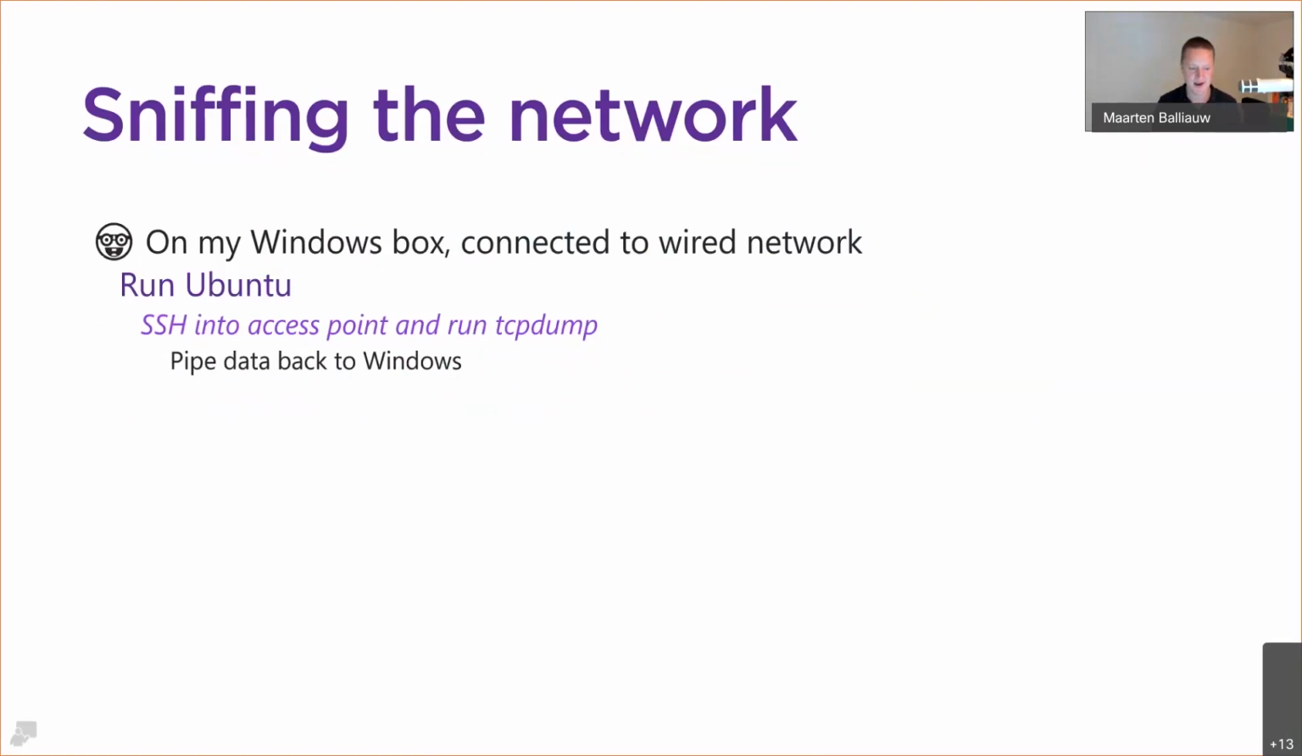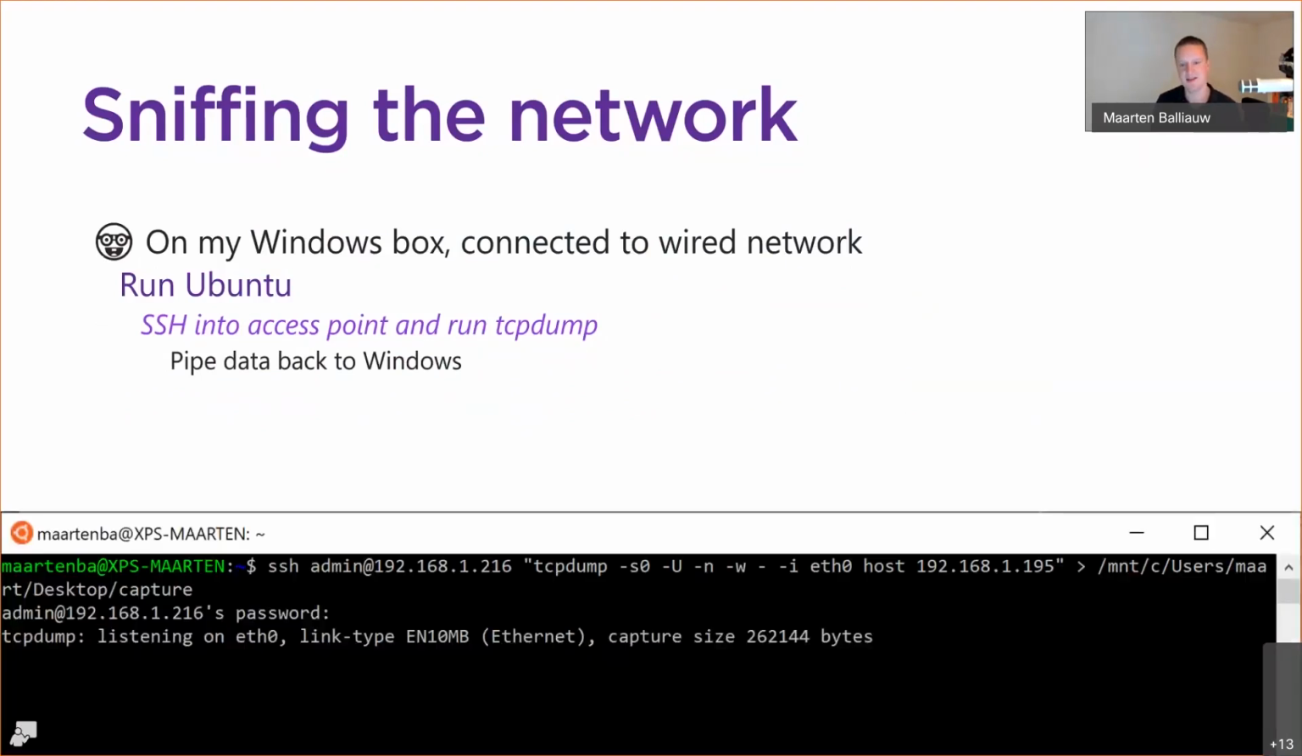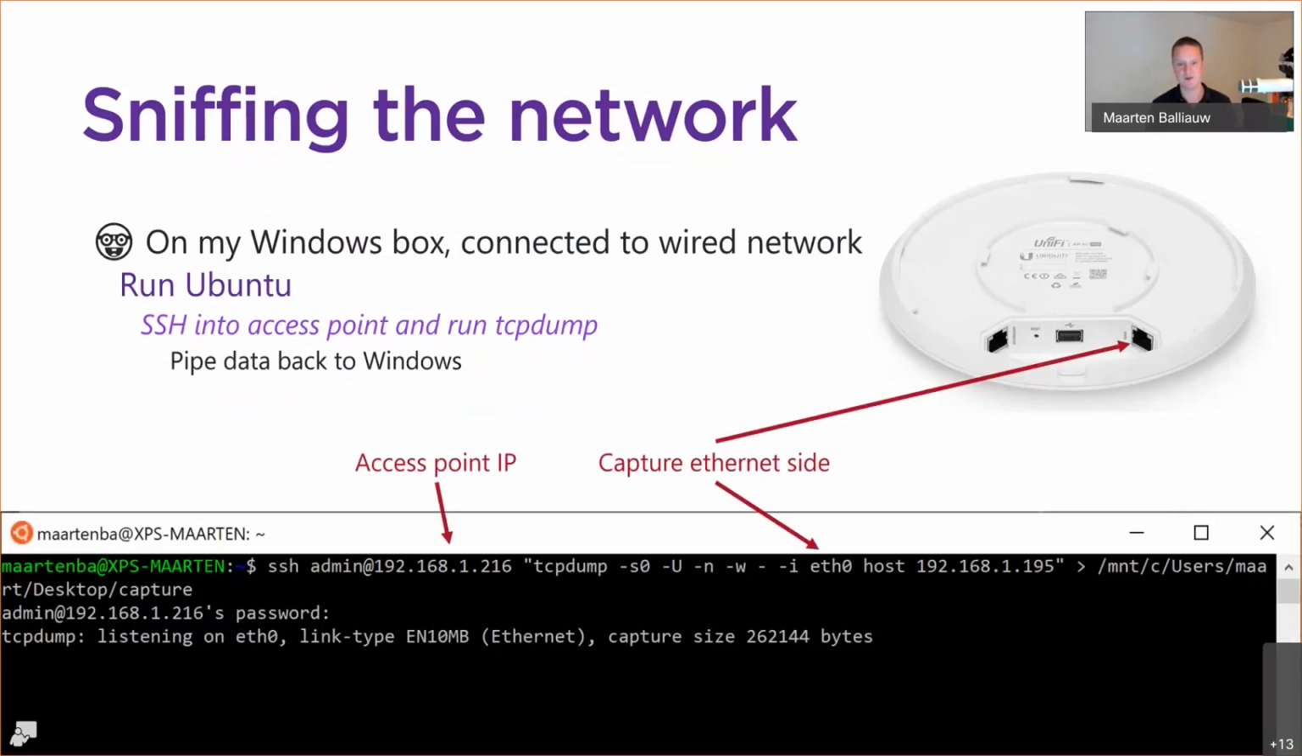It sounds mind-blowing, and it kind of is, but the command is fairly simple. It's essentially SSHing into the access point IP address, running tcpdump and telling it that we want to capture the eth0 network adapter, and all the traffic that goes from or to my phone's IP address. So essentially using this command and then piping it into /mnt/c/Users/<my username> on my desktop, I was able to dump data from the access point directly onto my computer.